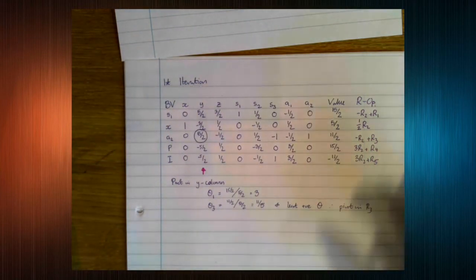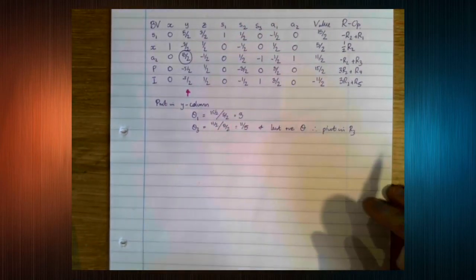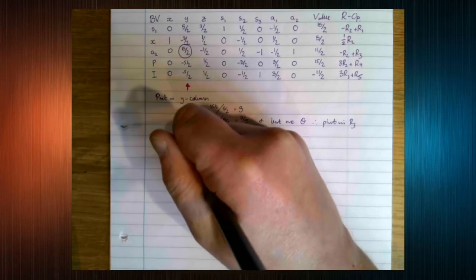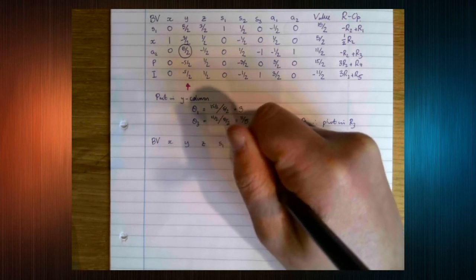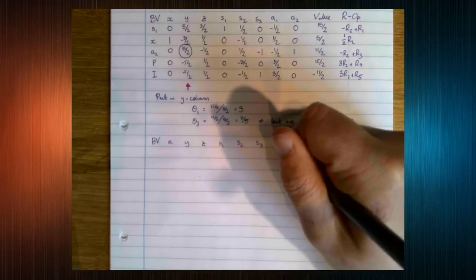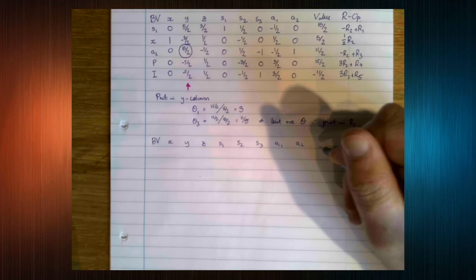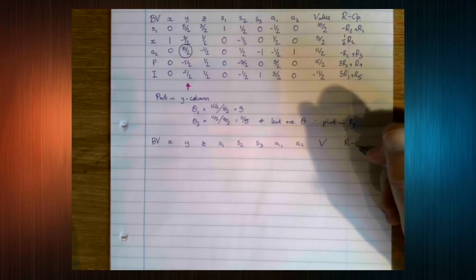We're now going to do a whole iteration again. Okay, so we've got, yep, there we go. So we've got basic variable x, y, z, s1, s2, s3, a1, a2, value, I'm going to call it v because I'm already running out of space, and I'm going to have row up here.